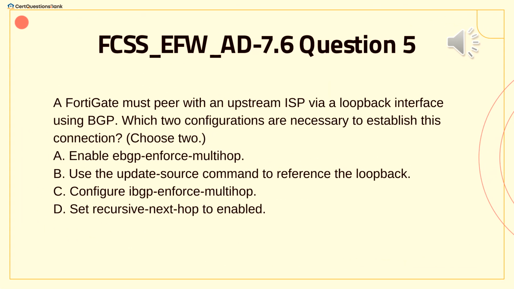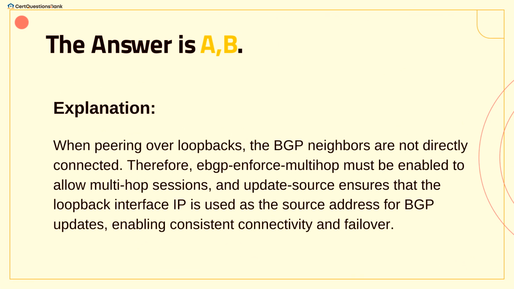A FortiGate must peer with an upstream ISP via a loopback interface using BGP. Which two configurations are necessary to establish this connection? Choose two. A. Enable eBGP enforced multihop. B. Use the update source command to reference the loopback. C. Configure iBGP enforced multihop. D. Set recursive next hop to enabled. The answer is AB.